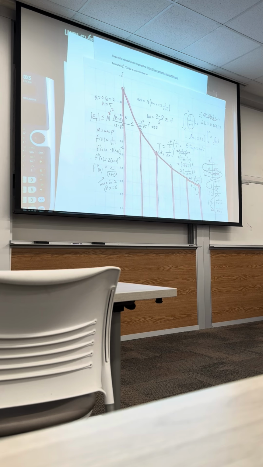Let's see what ln of 3 is. 1.0986. Okay, so I had an estimate of 0.05, and I'm actually better than that. I'm 0.01 away. So it's always just an estimate of the error.